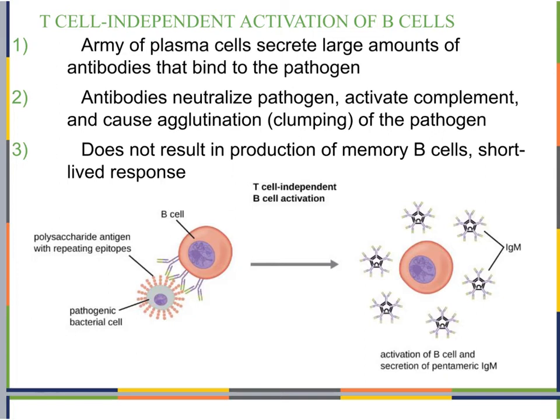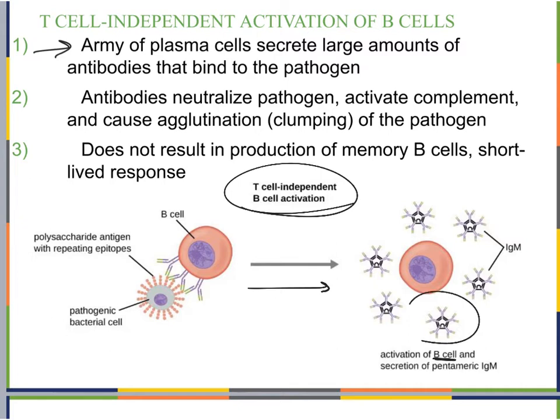So once that second signal happens, then our army of plasma cells is going to be produced. And you can see that over here on the right side. So our T cell independent B cell activation, once it's activated, we have our B cells that are going to produce all of these different antibodies. The example they're showing here are the IgM antibodies.